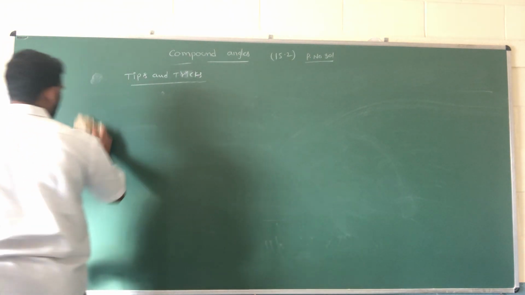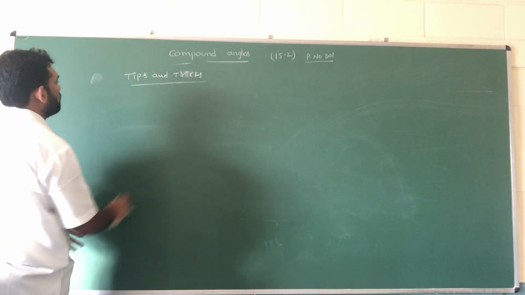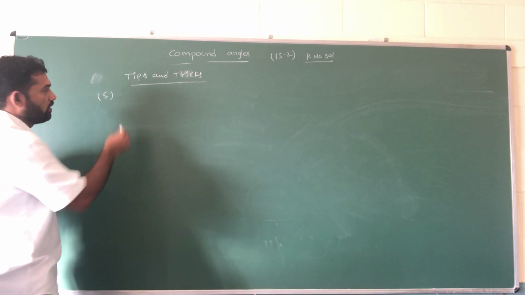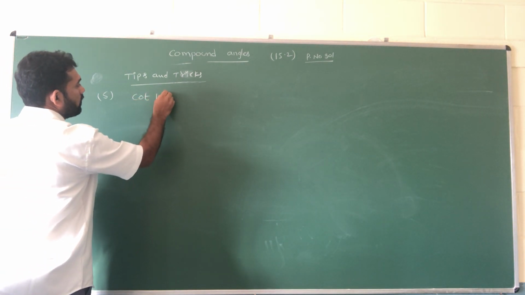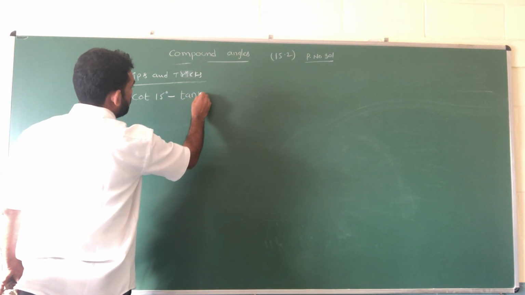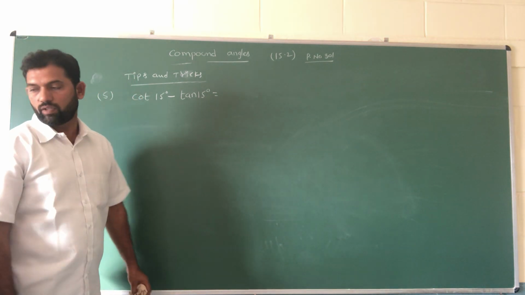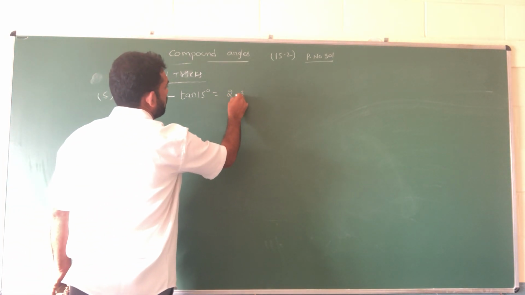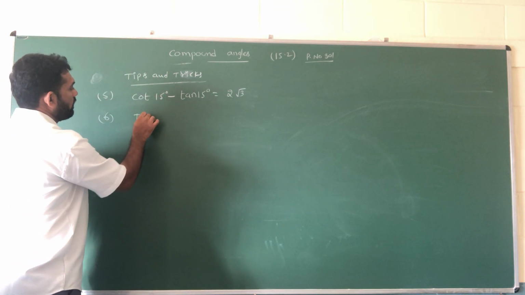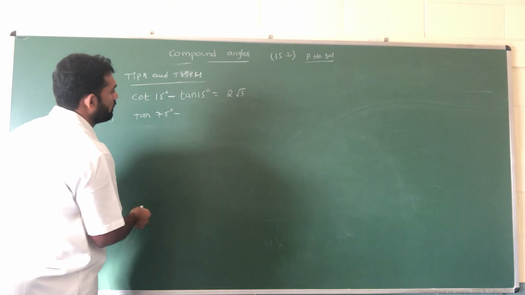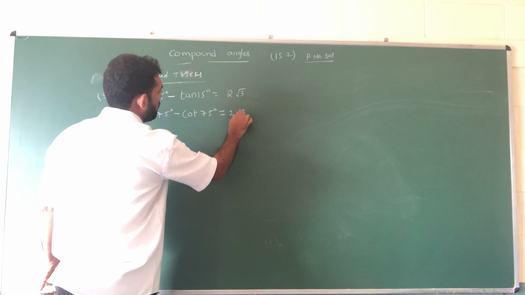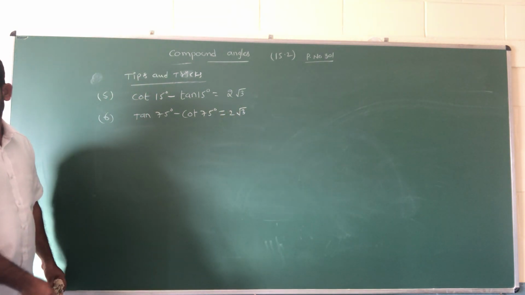Next point. Fifth point: cot 15 degrees minus tan 15 degrees is equal to 2 root 3. Sixth one: tan 75 degrees minus cot 75 degrees is equal to 2 root 3.